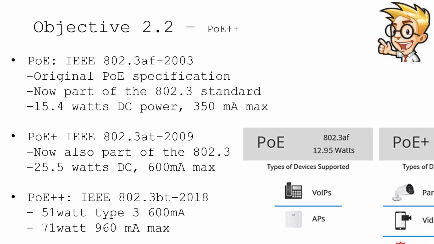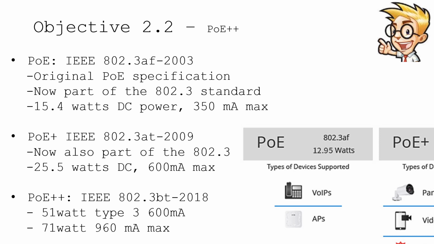Different devices need different types of power, and there are different standards for PoE depending on what type of switch you might be using. The traditional or original style of PoE is specifically called the IEEE 802.3af 2003. This is the original PoE specification, and has been rolled into the 802.3 Ethernet standards. This provides 15.4 watts of DC power, with 350 milliamps as the max current.